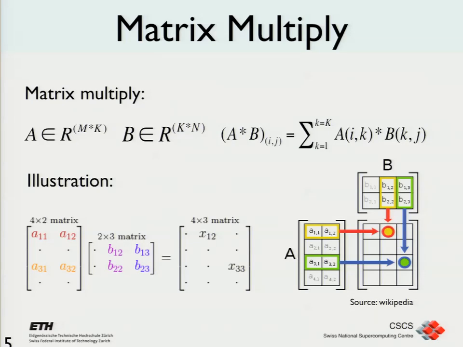So you all know this. This is the formula of matrix multiplication. As an illustration, you multiply each line by each column of the matrices. So this line times this column will give you this entry. This line times this column will give you this entry. You will do this for all the lines and the columns of your matrix.